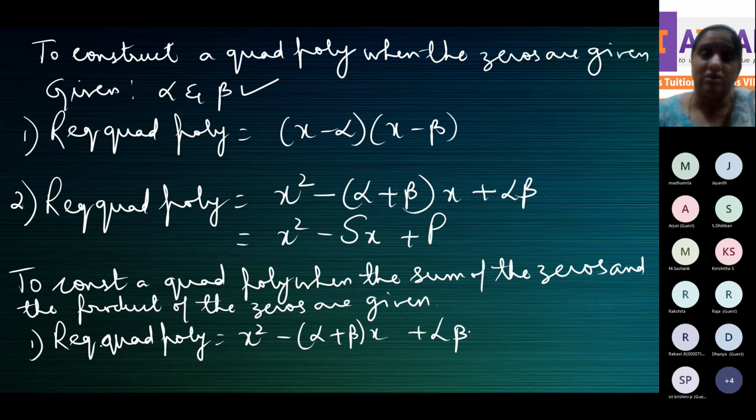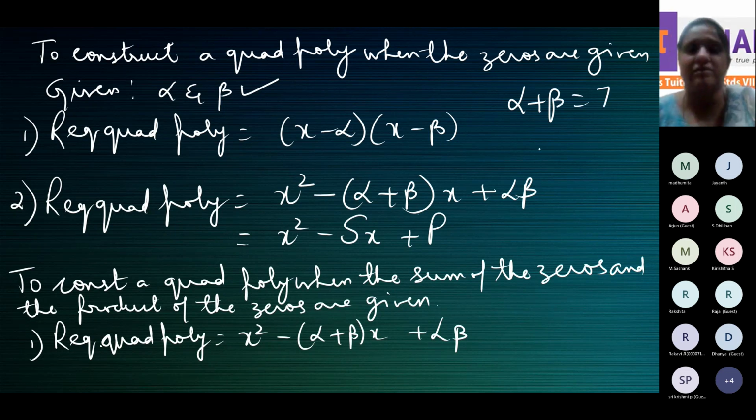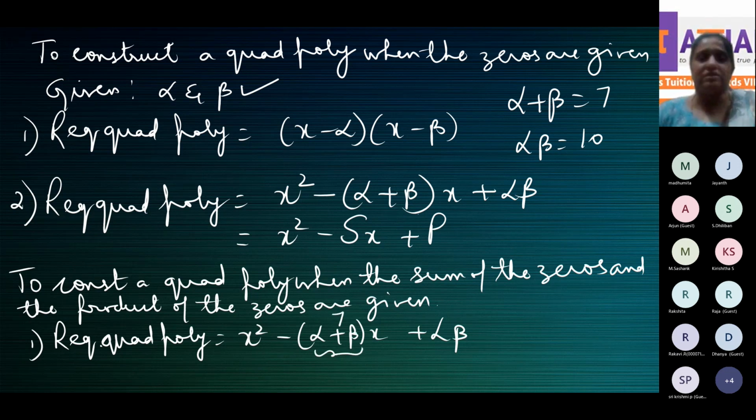Here you should be careful. It will be given that the sum of the zeros, that is alpha plus beta itself, is 7. And the product of the zeros, meaning the product itself, is say like 10. That means you should say alpha plus beta, this entire thing, is 7. And alpha beta, this one, is 10. By mistake, you should not write 7 plus 10 here. Alpha is 7 and beta is 10.